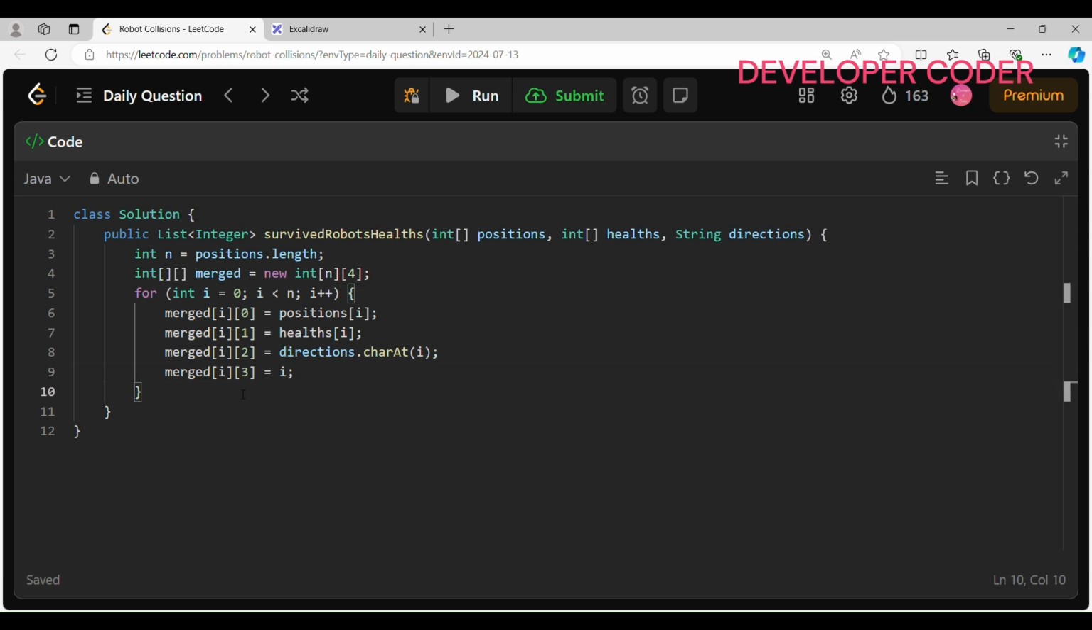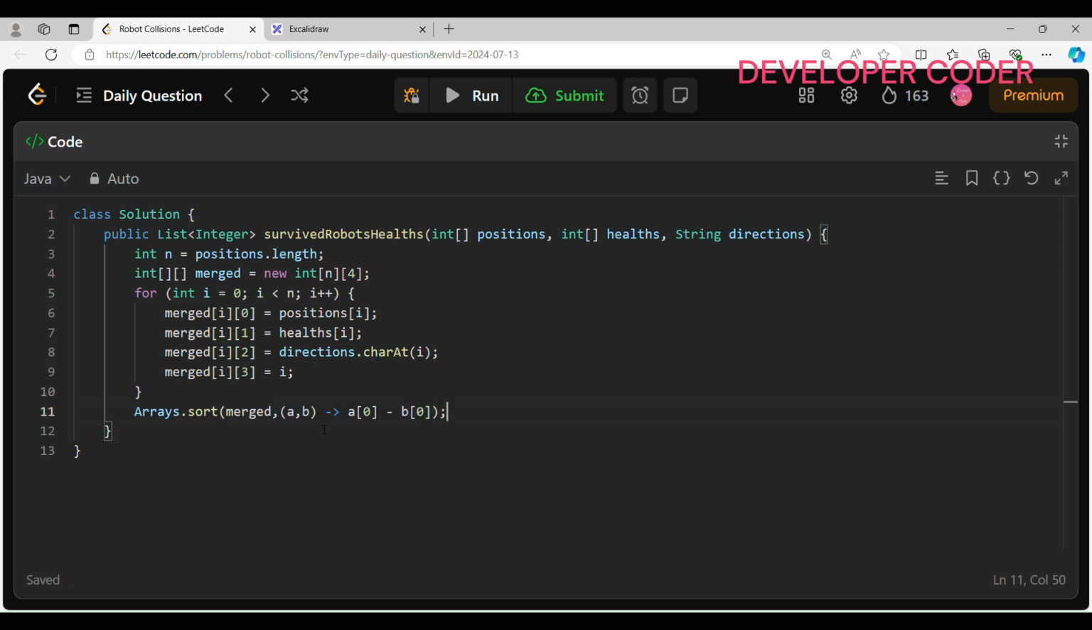Now after this we have to sort the array. Arrays dot sort. Here which array am I going to sort? The merged array. Let's take two parameters, a and b. Then I have to sort this in increasing order, so I'm going to use a lambda expression. Here a of 0 minus b of 0, because I'm sorting based on position. This is done. I have sorted the array.